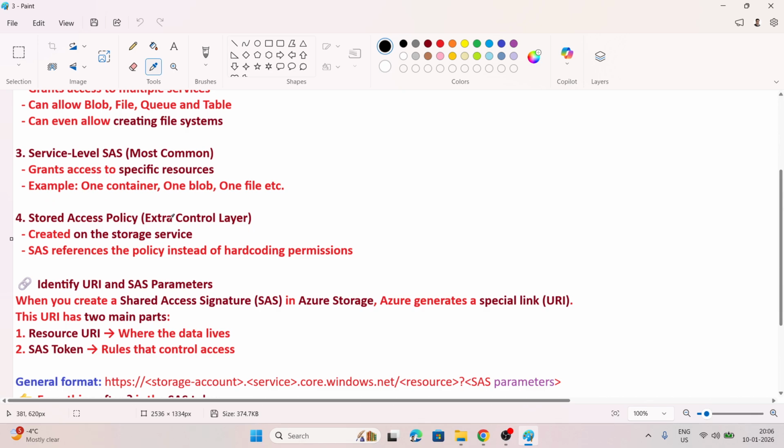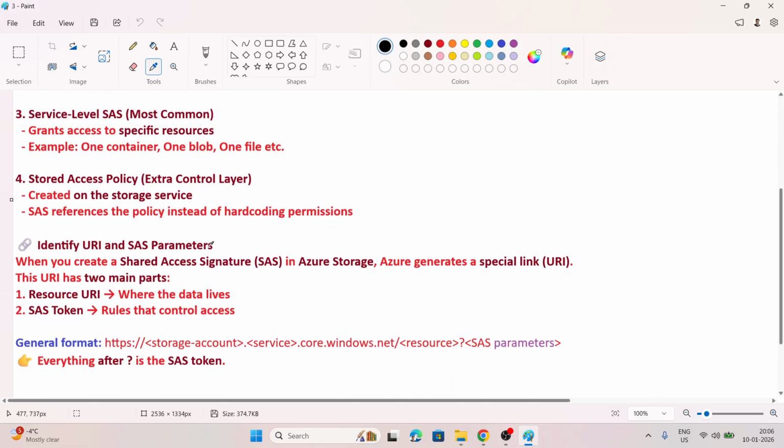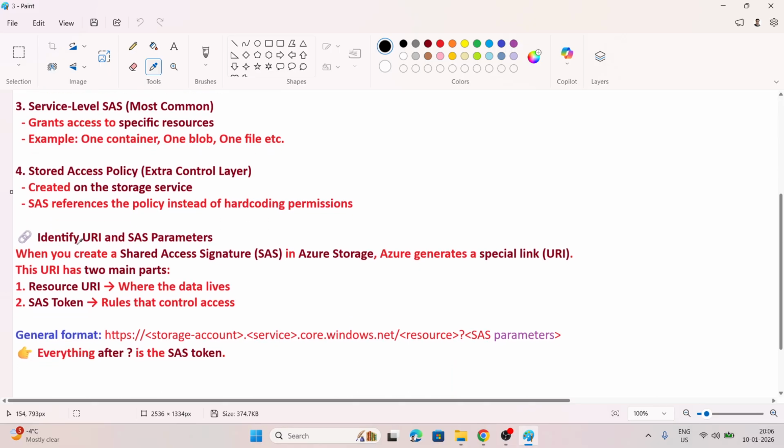Then storage access policy. It's an extra control layer created on the storage service. The SAS references the policy instead of hard coding permissions. Then identify URI and SAS parameters. When we create a shared access signature in Azure Storage, Azure generates a special link which is known as a URI. The URI has two main parts: one is the resource URI, where the data lives, and the other is the SAS token, the rules that control the access.